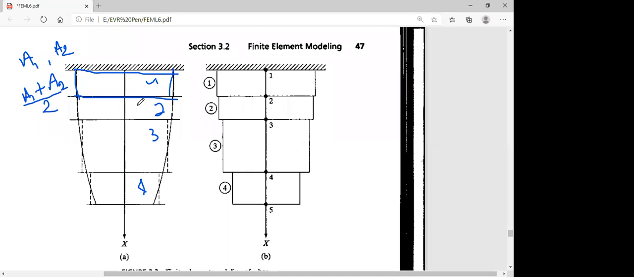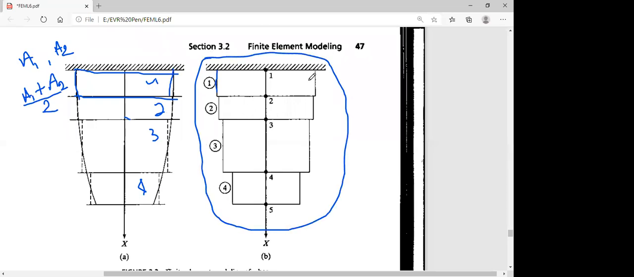And for element 2, similarly you take the area at this cross section and the area at that cross section, and you will get the uniform cross section. Okay, a similar procedure you apply for the third element and fourth element. After getting the uniform cross section of each element, this is the stepped bar. The cross section area of element 1 is greater than element 2, element 2 is greater than element 3, and so on.